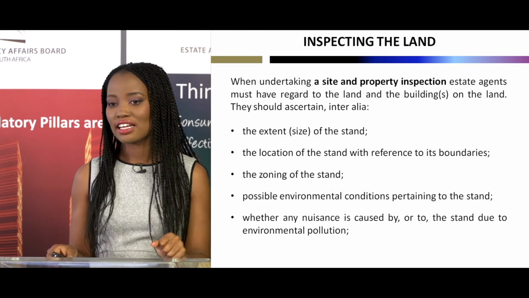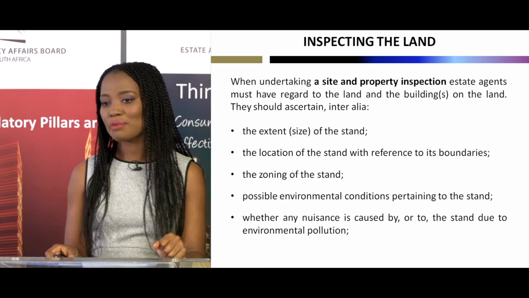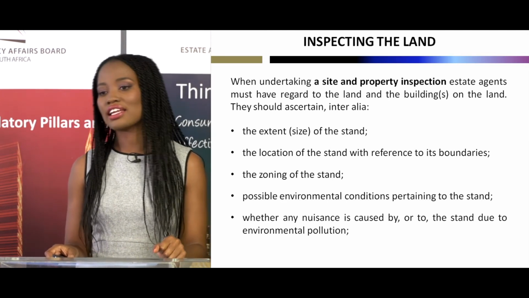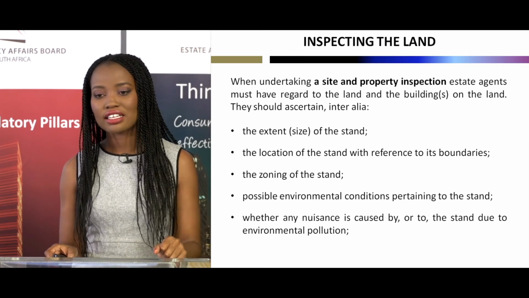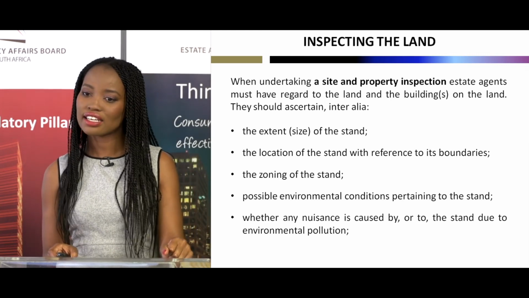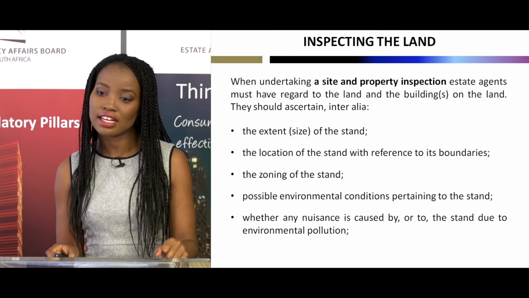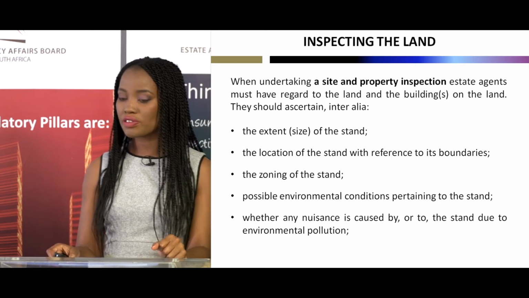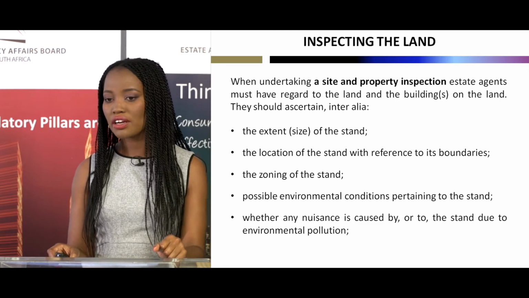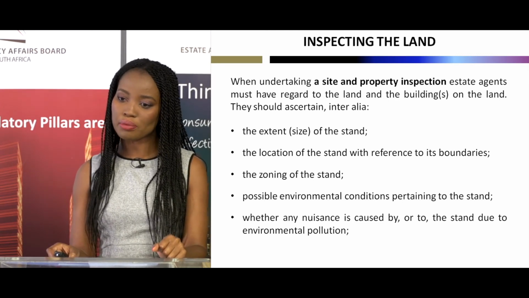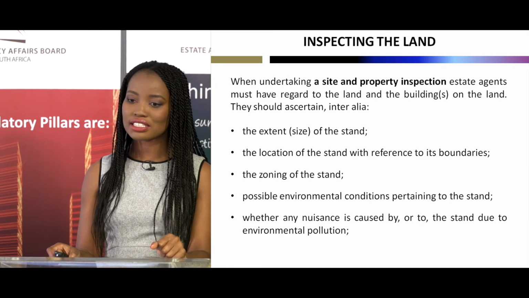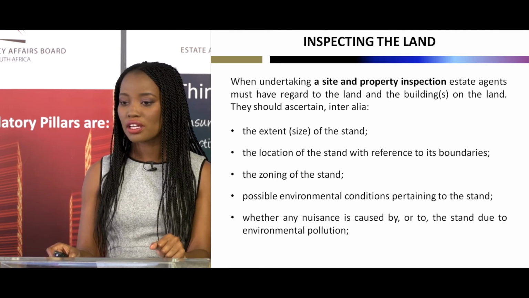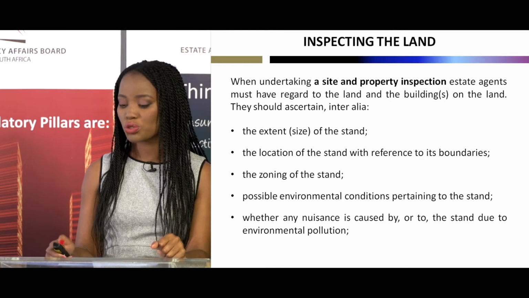Inspecting the land. When undertaking a site and property inspection, estate agents must have regard to the land and the buildings on the land. They should ascertain the extent of the stand, meaning the size, the location of the stand with reference to its boundaries, the zoning of the stand, possible environmental conditions pertaining to the stand, and whether any nuisance is caused by or to the stand due to environmental pollution.